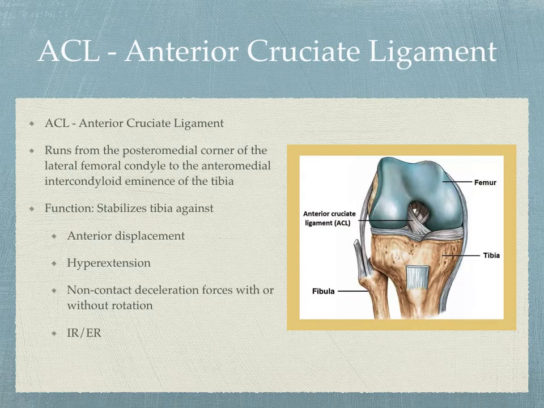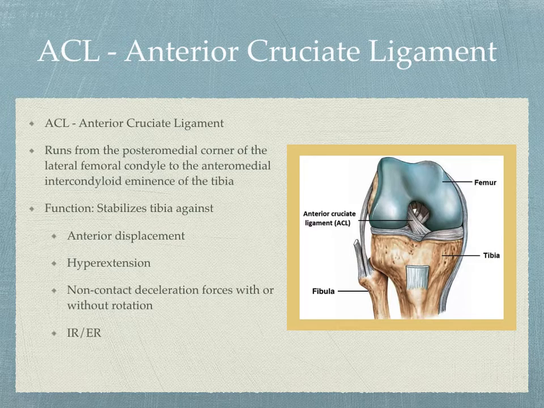The ACL is a ligament in the knee called the anterior cruciate ligament. It runs from the posterior medial corner of our lateral femoral epicondyle to our anterior medial intercondyloid eminence of our tibia. The ACL is essential for normal knee function as well as stability. The primary functions are preventing the tibia from sliding too far forward on the femur as well as hyperextension of the knee.